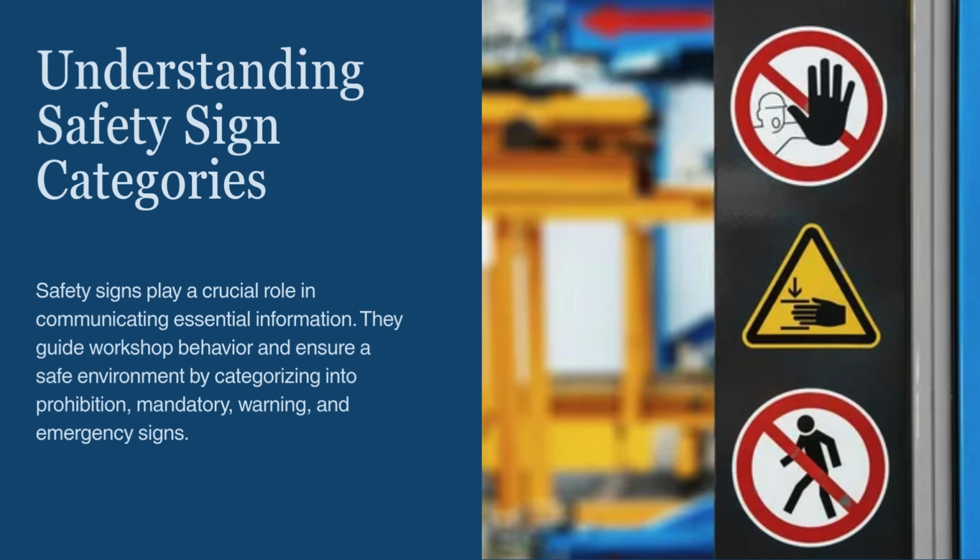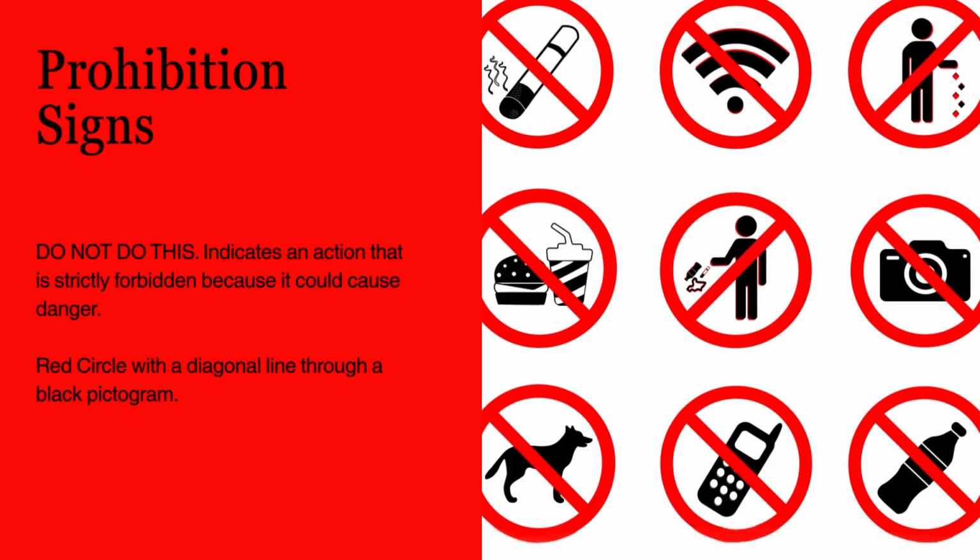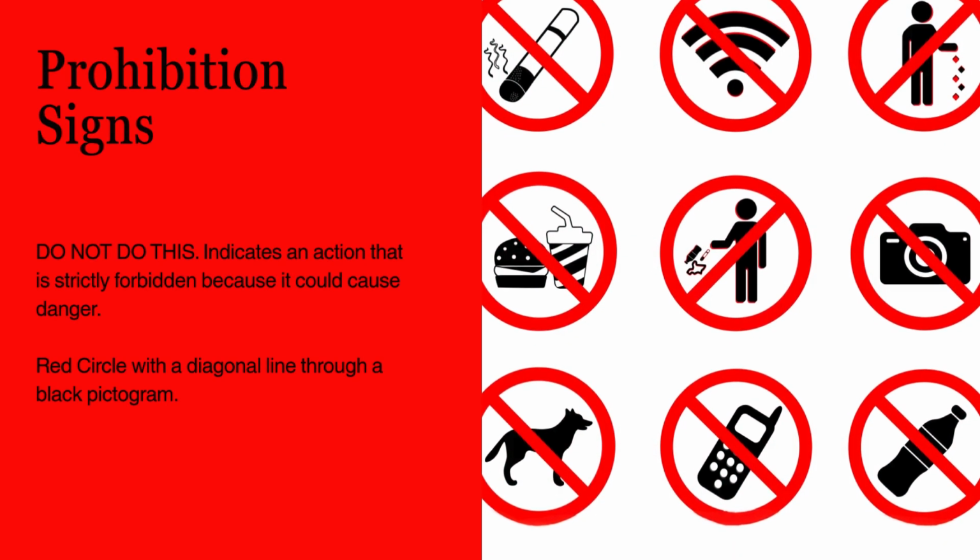Safety signs are important because they warn people of potential dangers, give clear instructions on safe behavior, reduce the risk of accidents and injuries, help people respond correctly during emergencies, and create a safer and more organized working environment. We will discuss 4 types of safety signs. Let's start with prohibition signs.